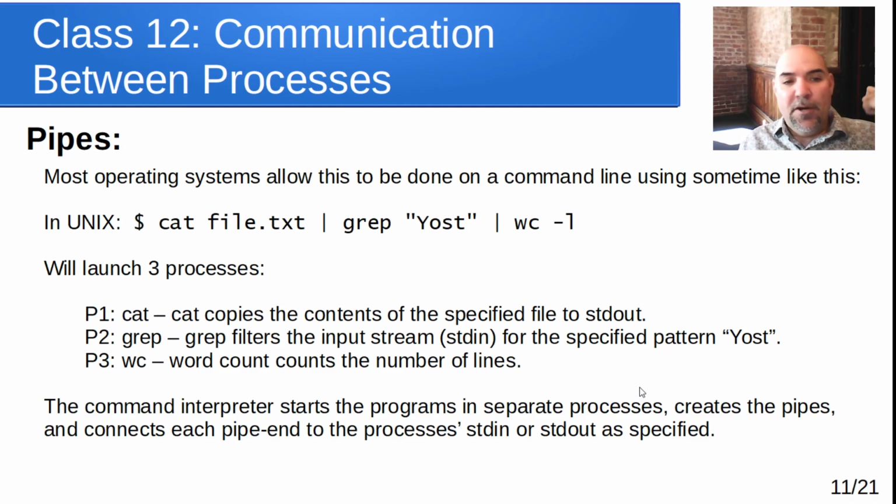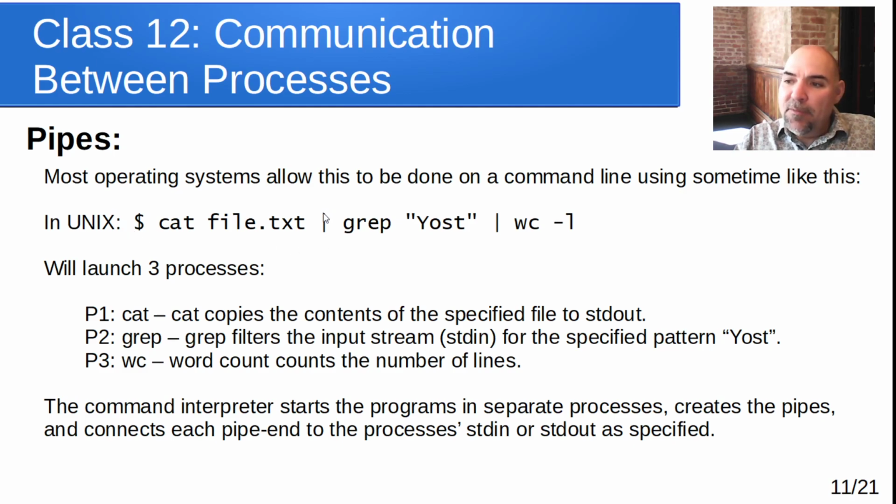Now, as an example of where you may have seen this before, I don't know if you've done much with Linux or Unix at a command line level, or you can also do things like this in Windows as well on the command line. But most operating systems allow something like this to be done on the command line. So this is Unix, so you can say cat, the name of a file. This is just the prompt, this $ sign.